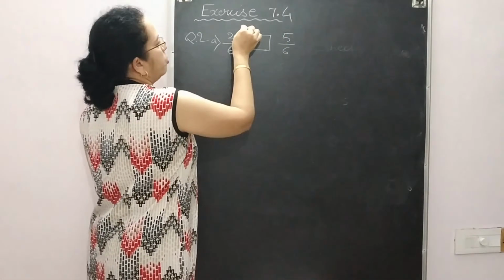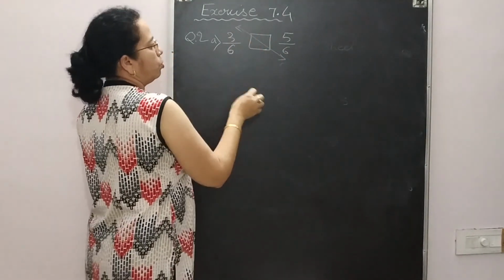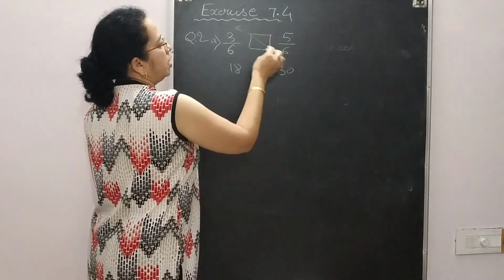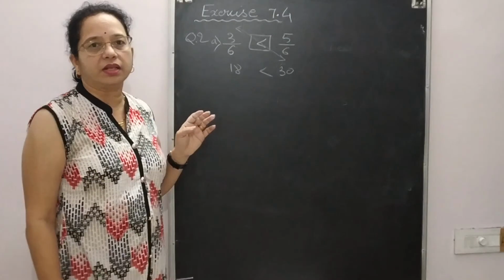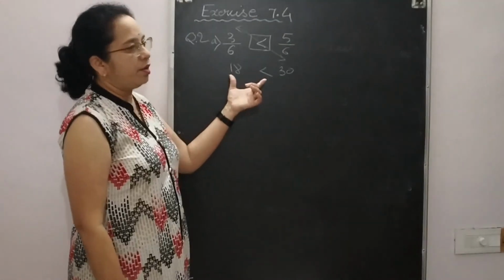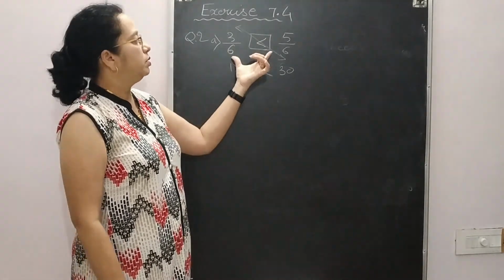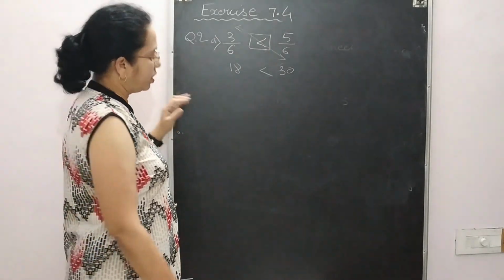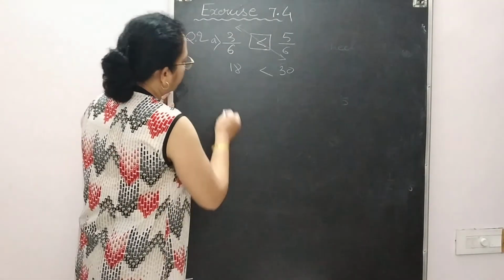If you have any confusion, you can draw one arrow over here. 6 3s are 18. 6 5s are 30. 30 is greater, so 5 by 6 is greater. Whatever method is easier for you, you can do. Same thing we can do when these are not like fractions. You can convert into like fractions and then also find out. Let me take one more example.